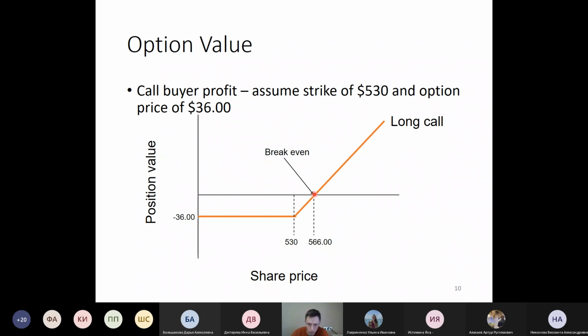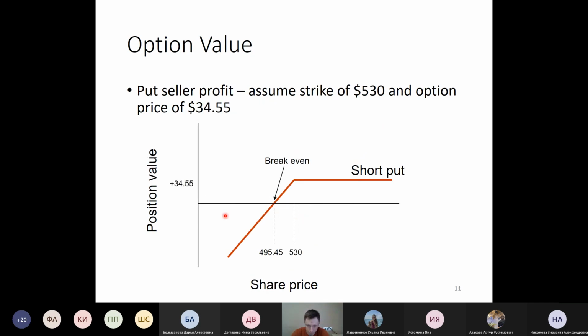If the price of the asset goes above 566, then we have a profit. If the price is below this, then we have losses, and once it reaches 540, we have the same loss. So in the worst case, holding the option, our worst loss, if we buy the option, would be the value of this option, the price that we paid for it. Our losses cannot go any worse. With a put option, the principle is the same, just the direction is reversed.